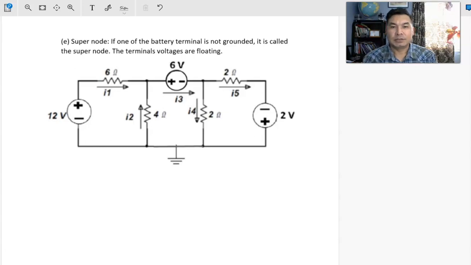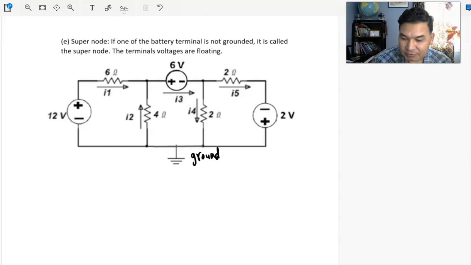Hello everyone. So here's the next problem. This problem has to deal with something called a supernode. So what is a supernode, first of all? Before you solve any problem using nodal analysis, you first have to choose the reference voltage, zero ground voltage, and this is your ground, right? And as you can see, one of the voltage sources right here, 6 volt, is not grounded. And if one of the battery terminals is not grounded, it is called a supernode in nodal analysis language.